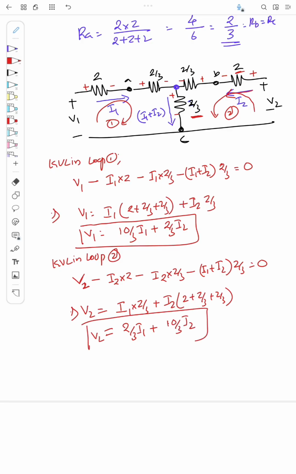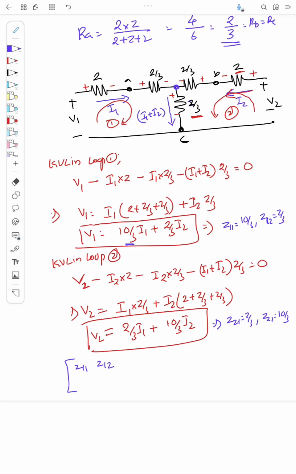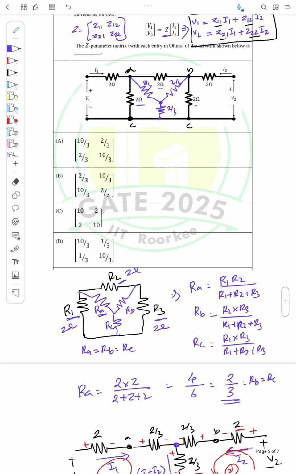So this is V2. From here I can write, this is Z11, so Z11 is equal to 10 by 3, Z12 is equal to 2 by 3, and from here Z21 is equal to 2 by 3 and Z22 is equal to 10 by 3. So that is the matrix, right? Z11, Z12, Z21, Z22: this is 10 by 3, 2 by 3, 2 by 3, 10 by 3, right? So the answer is option A.